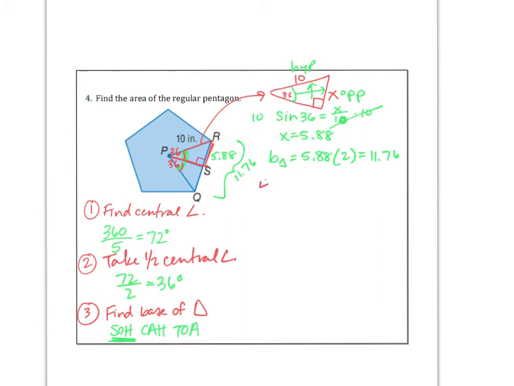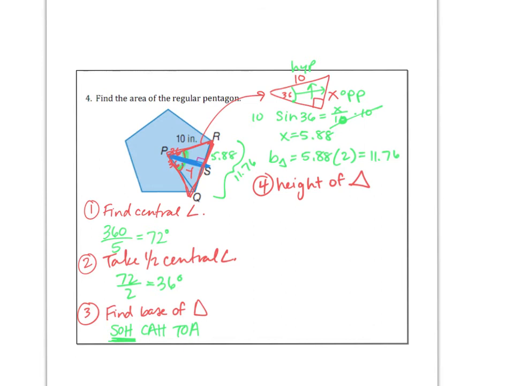Step number 4. Now you're going to find the height of the triangle. Let's see if I can get a color on it. It's going to be right here, in blue. Again, we're dealing with this big red triangle right here. The base we now know is 11.76, and now we need to find the height. So I'm going to use SOHCAHTOA again. I'll call this blue side Y.